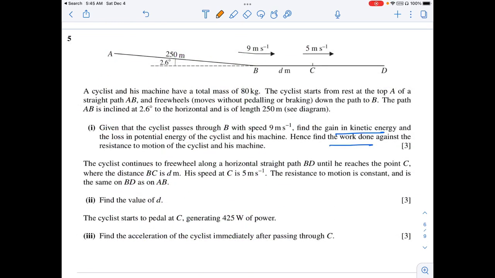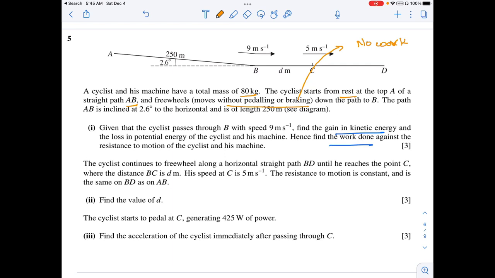So coming to question number 5. A cyclist and his machine have a total mass of 80 kgs. The cyclist starts from rest, so initial velocity is 0, and passes through a straight path AB. The free wheel moves without pedaling. When I say moves without pedaling, it means no work is being done. That is the most important thing. No work is being done.